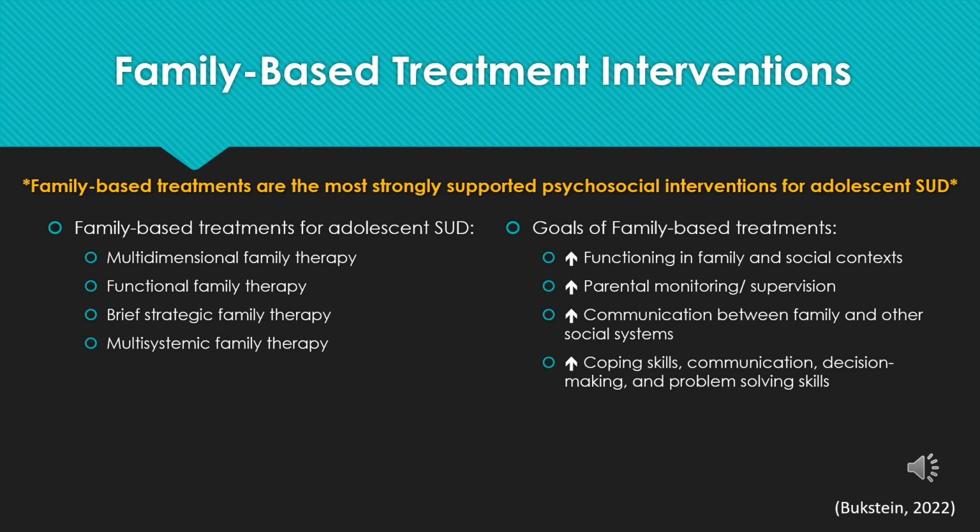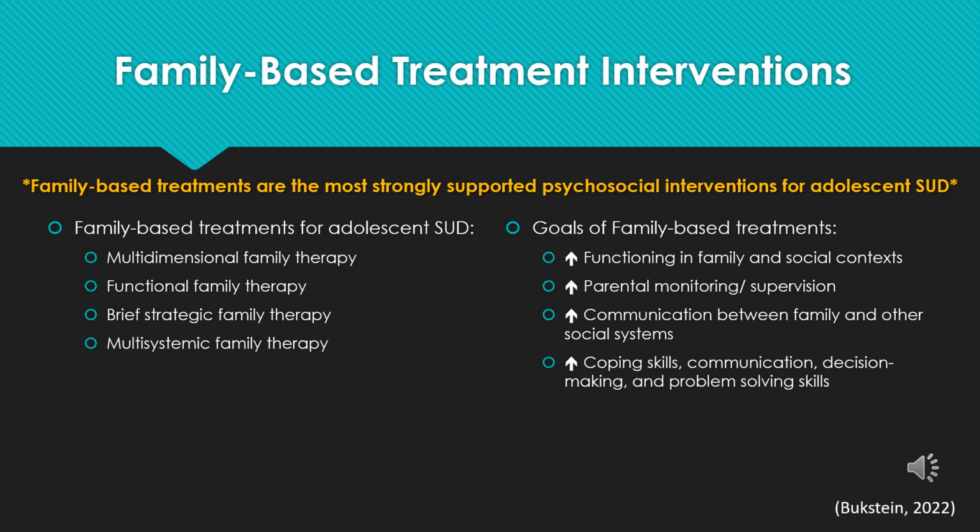Family-based treatments are the most strongly supported psychosocial intervention for adolescents with substance use disorder. This type of therapy directly addresses interpersonal relationships across multiple settings, so families, peers, school, and even legal issues. The goals of this type of therapy are to increase functioning in multiple contexts, so family and social, improve parent monitoring and supervision of their child, strengthen communication between family and their different social systems, and strengthen their ability to cope, communicate, and make good decisions.